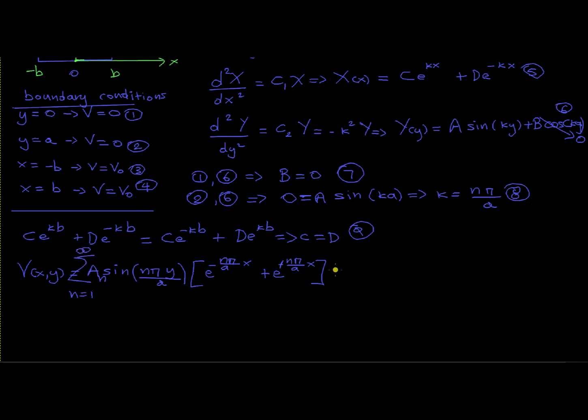And to make my life a little bit easier, I will rewrite this as the sum, n goes from 1 to infinity, the constant A sub n. Remember, the constant A depends on what n is. You will have a different constant for every term. The sine of n pi y over a. Now, instead of writing the sum of these two exponentials, you can also write the hyperbolic cosine.